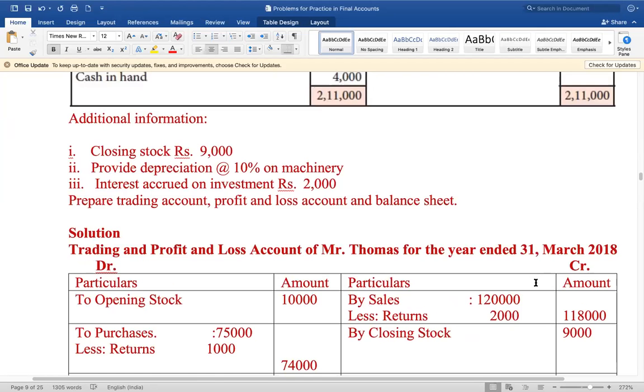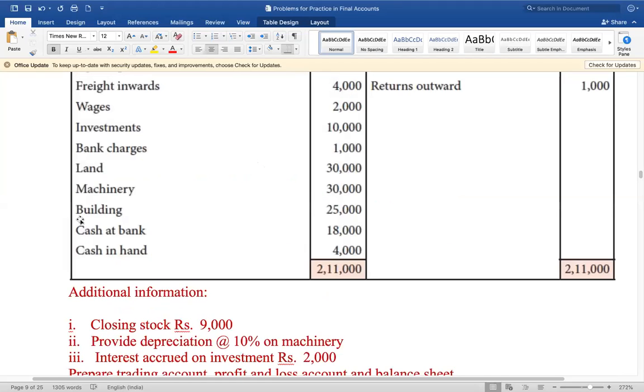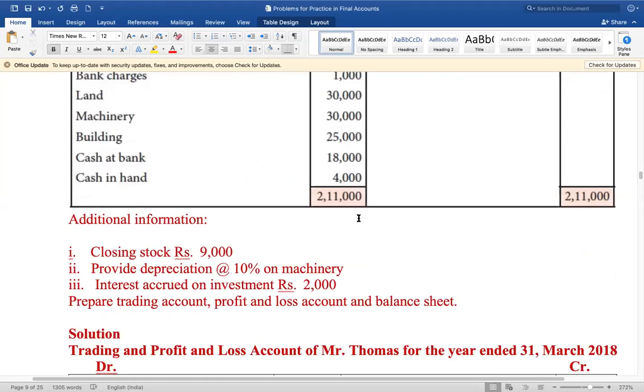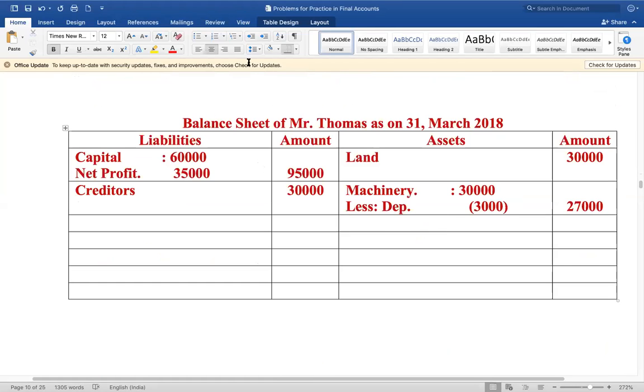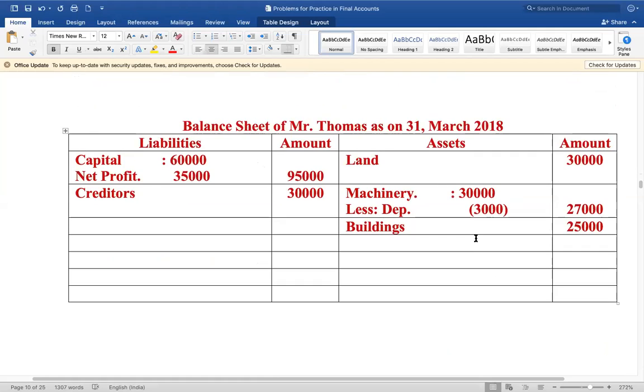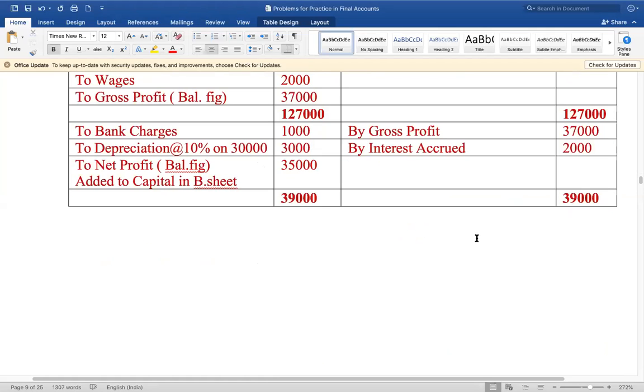Next, buildings, 25,000. Buildings 25,000. There's no adjustment for buildings.